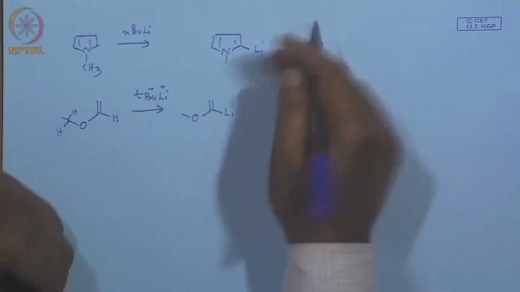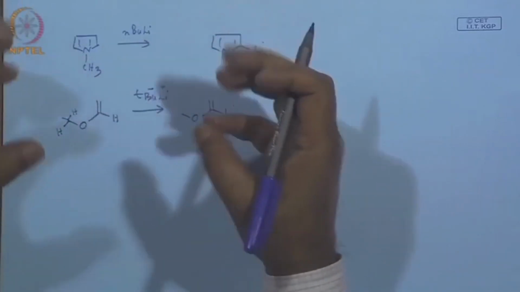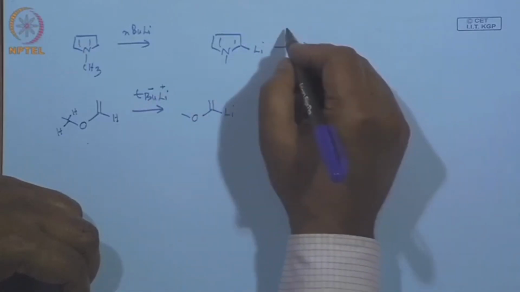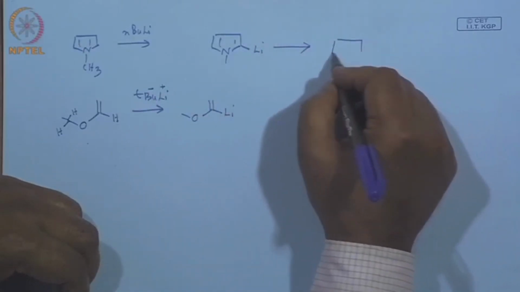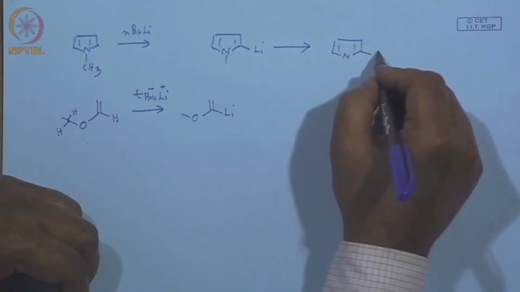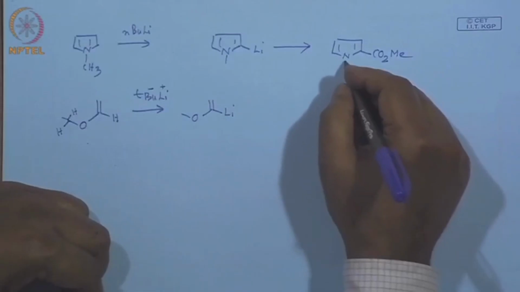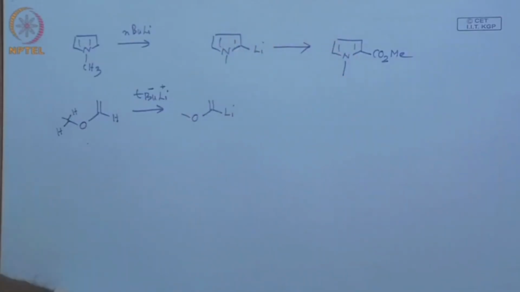What next? Then you can do all kinds of carbanion chemistry out of the lithiation, and one of the important reactions in pyrrole chemistry is incorporation of an ester group. You may ask why suddenly an ester group?